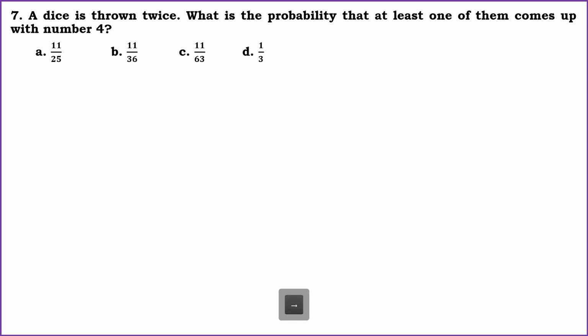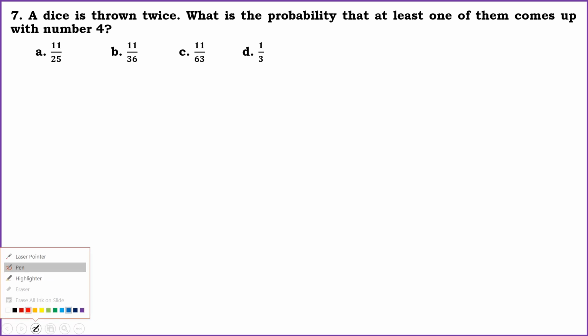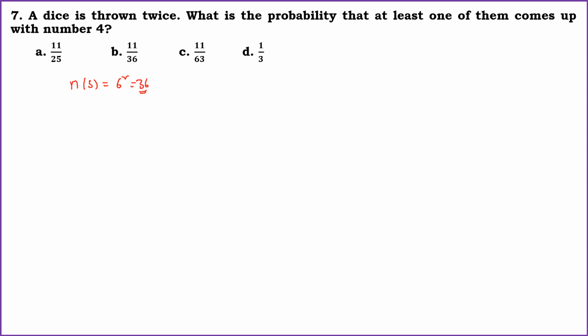Next one. A dice is thrown twice. As soon as you have seen how many throws, find out the sample space. n of S is equal to 6 square, which is 36. The dice is thrown twice. What is the probability that at least one of them comes up with number 4? We have to find out the probability that at least one of them comes up with number 4. Now, have a look here. I'll write the possible combinations.